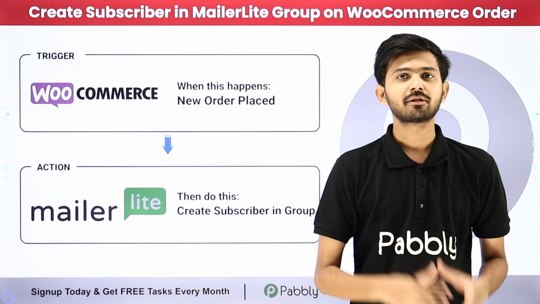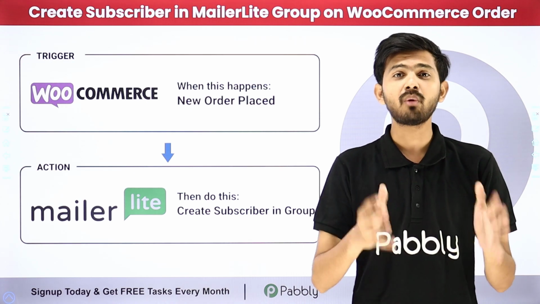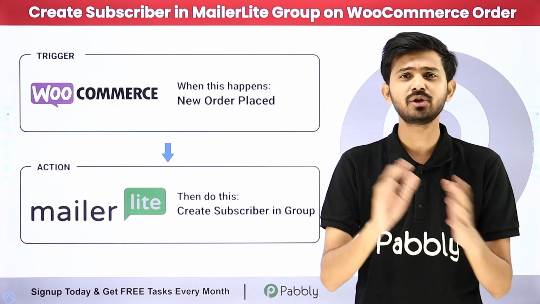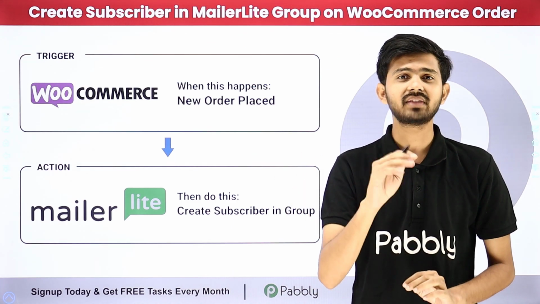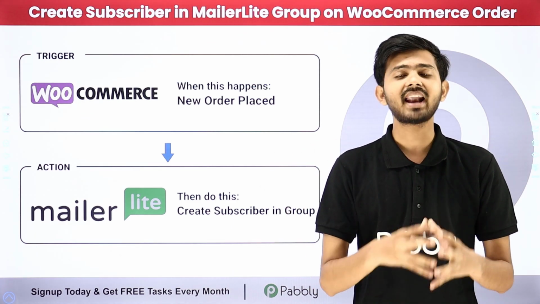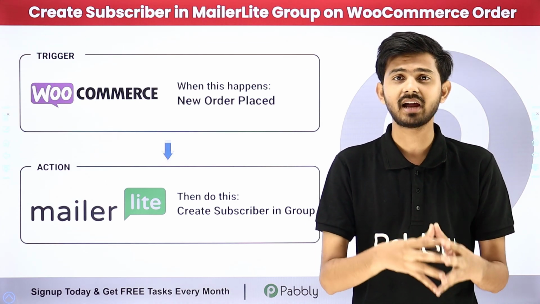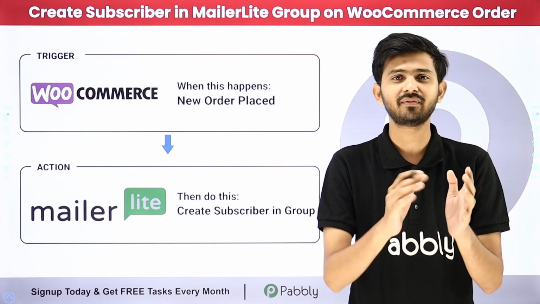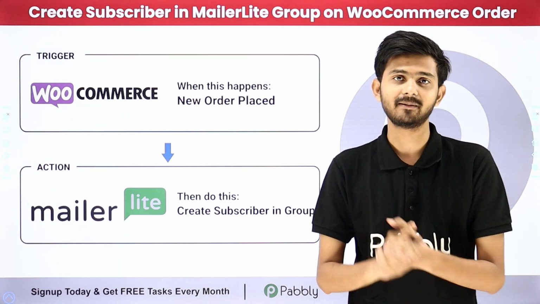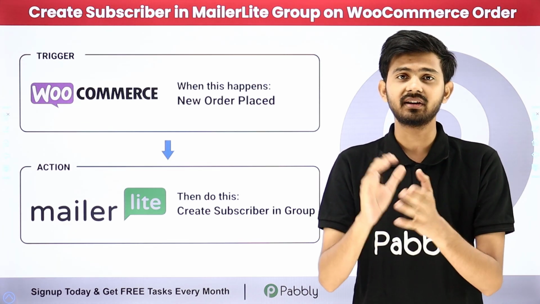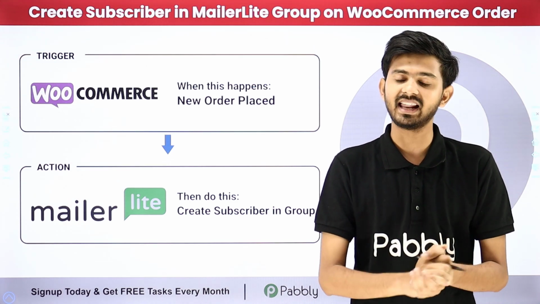Today our topic is how to create a subscriber in a MailerLite group on a WooCommerce order. So here I'm running my WooCommerce store, and what I want is that as I receive a new order, I automatically get the customer detail. As I receive that customer detail from my order, I want to create this customer as a subscriber, and I want to segment that in a different group so that I can send some targeted emails and follow-up emails. So I want to add this customer as a subscriber in a group in MailerLite.